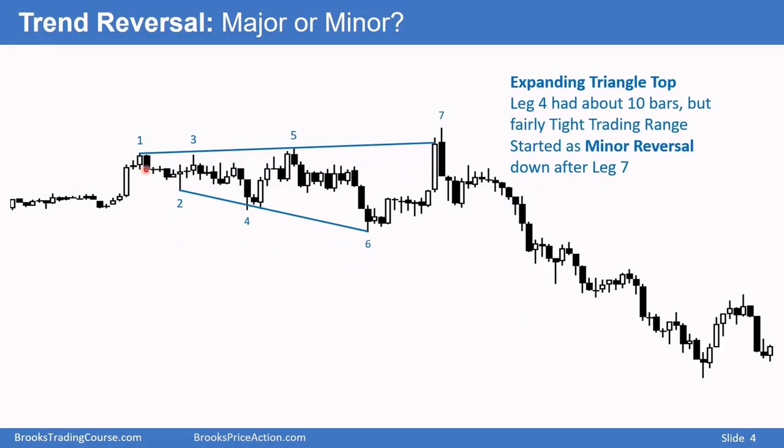Expanding triangle, different ways to draw it. We have 5 pushes here. We tried to get the bear breakout. Instead, it became an expanding triangle bull flag. And we got another bull breakout and then another reversal. Is this a big enough pattern for a major trend reversal?